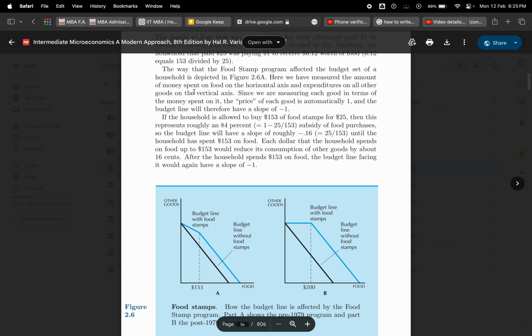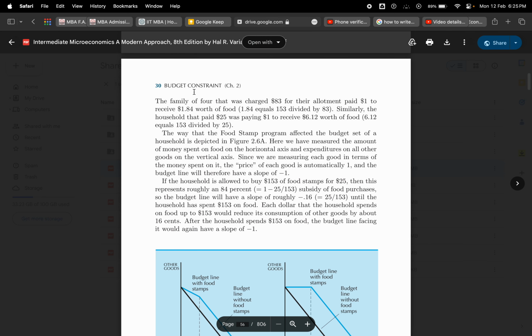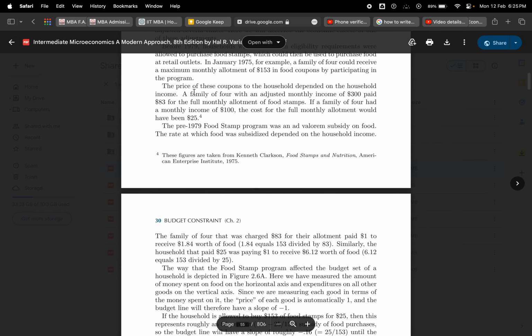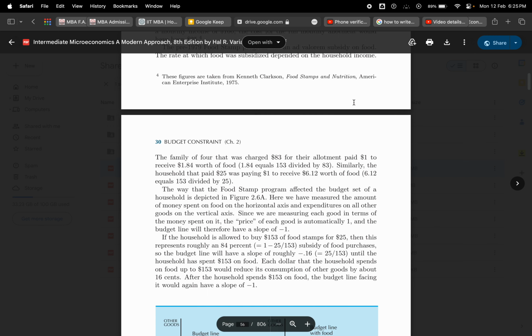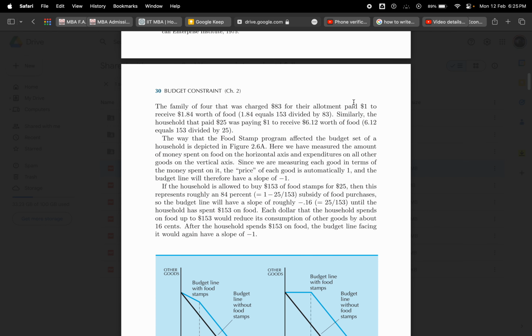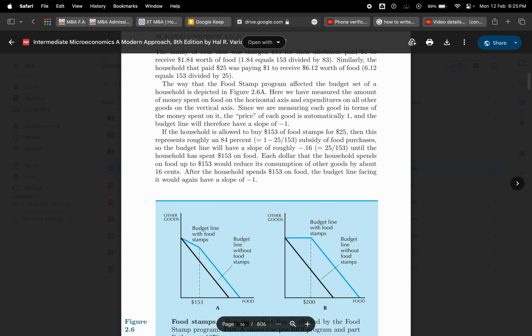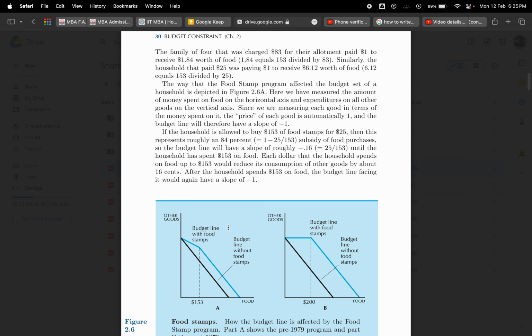What happened pre 1979? So in pre 1979, food stamp was an ad valorem subsidy on food. That means added value, not a lump sum. The rate at which food was subsidized depended on the household income. The family of four that was charged 83 for the allotment paid $1 to receive 1.84 worth of food. Household that paid 25 was paying $1 to receive 6.12 worth of food.